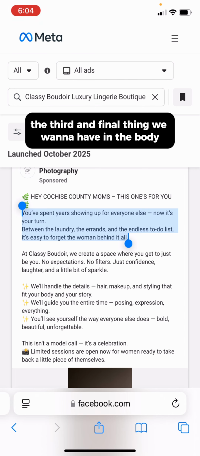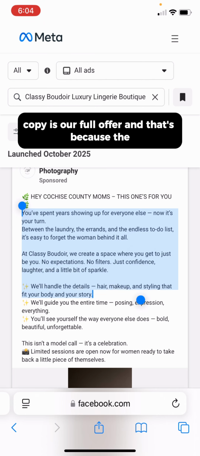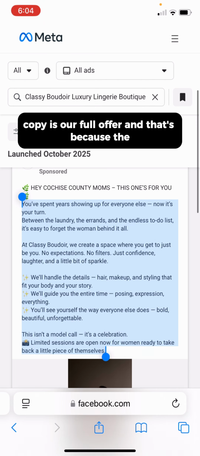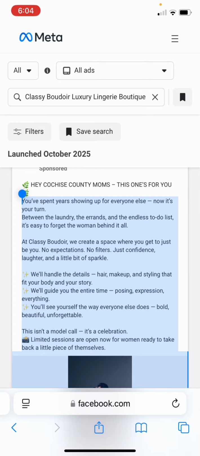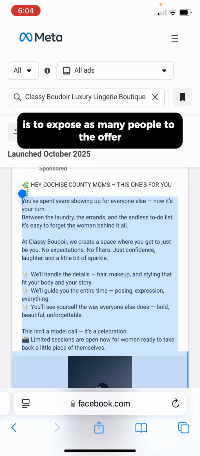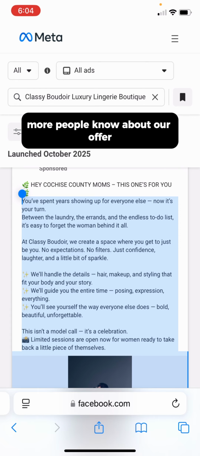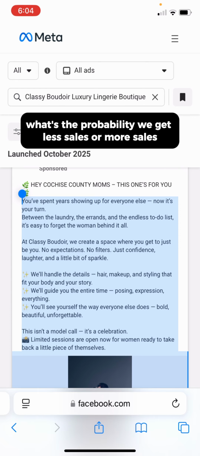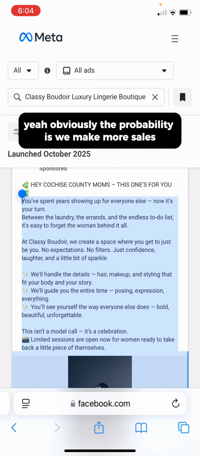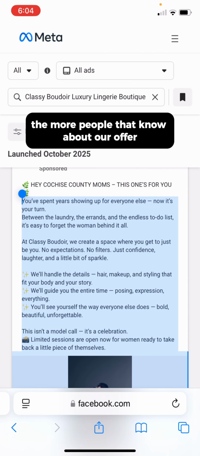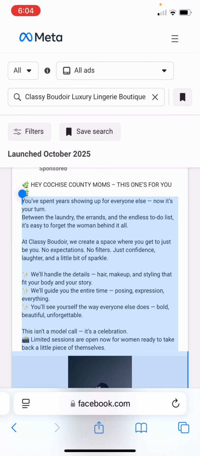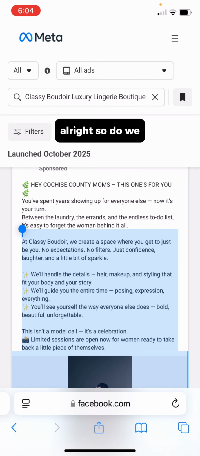All right. The third and final thing we want to have in the body copy is our full offer. That's because our goal with ads is to expose as many people to the offer as possible. Because guess what? The more people know about our offer, what's the probability? We get less sales or more sales? Yeah, obviously the probability is we make more sales the more people that know about our offer. All right, so let's see the rest.